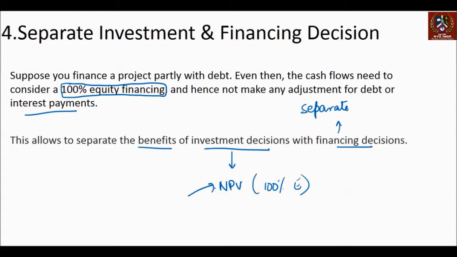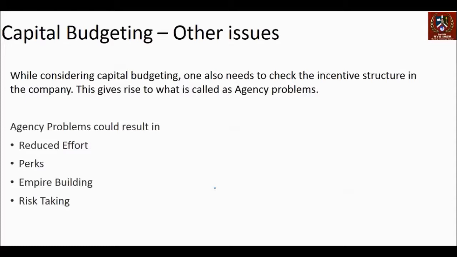Those are the NPV rules, 4 of them that we have seen. First one being include taxes, second one being incremental cash flows, third one being inflation treatment has to be consistent, and fourth one being investment and financing decisions have to be separated, right? Finally, we come to some other issues that come up with capital budgeting.